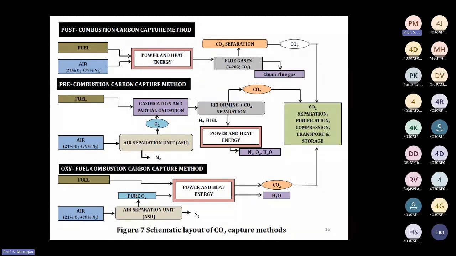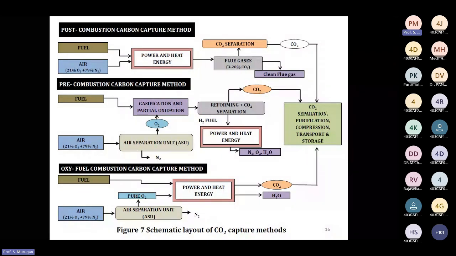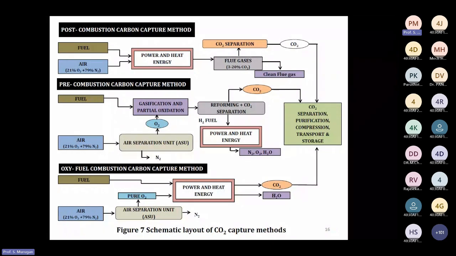The second one is pre combustion carbon capture, which means you will have a gasification and a partial oxidation process. Fuel is supplied separately. Air, of course, has 21% oxygen and 79% nitrogen. First, you will use an air separation unit, in which nitrogen will be removed. Only oxygen will be supplied to your gasification partial oxidation process, and then it will be given for reforming and CO2 separation.